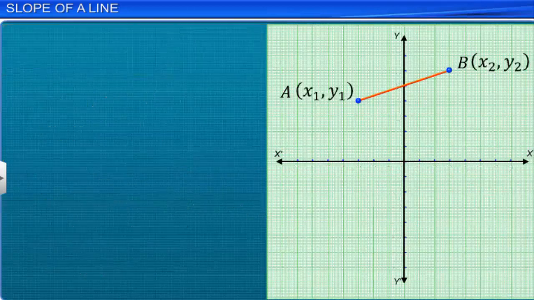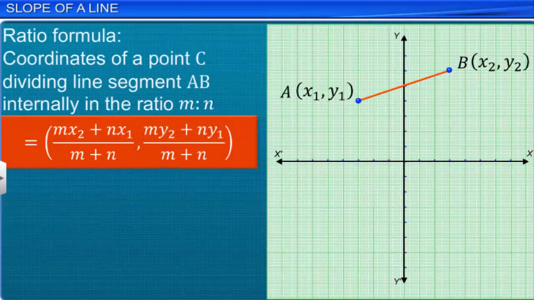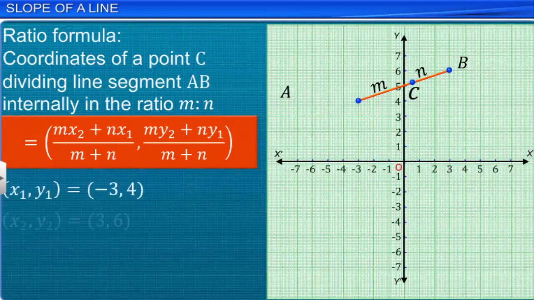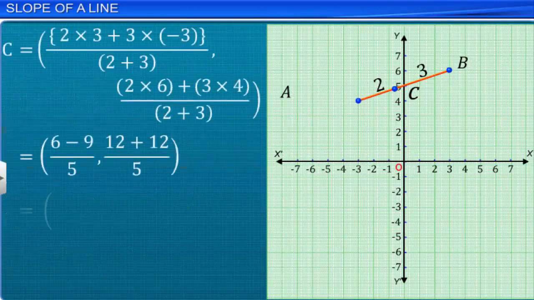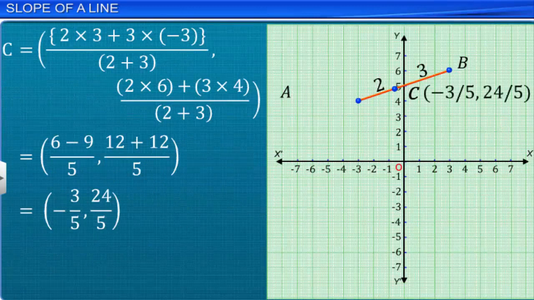You also learned the formula for finding the coordinates of a point dividing internally a line segment joining two given points in a given ratio. For example, consider a point C dividing the line joining points A and B in the ratio 2:3. By the ratio formula, the coordinates of C are -3/5 and 24/5.